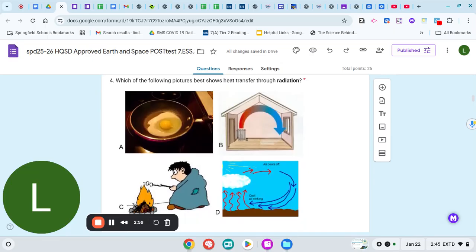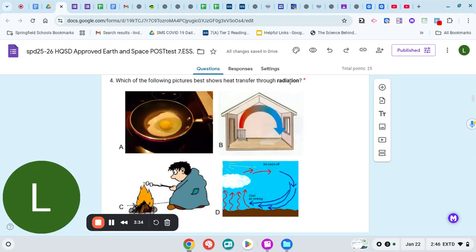Number 4, which of the following pictures best shows heat transfer through radiation? You'll notice radiation is in bold, so you're looking for one that shows radiation. Choice A is an egg frying on a frying pan. Choice B is the radiator with hot air coming out and cold air going down. C is a boy roasting marshmallows near a fire. And then D is hot air rising and then cold air sinking.